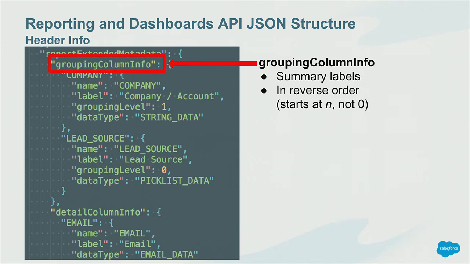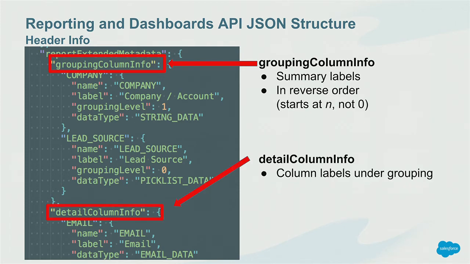I'm getting the lead source, but it doesn't show what the lead sources are or what those companies are. This is kind of just metadata for your groupings. And the other piece is the detail column info. These are the actual columns that are being displayed on your report. Here you see I'm displaying email, and then there would be a list of all the other columns in the JSON. Again, still just metadata for the report.